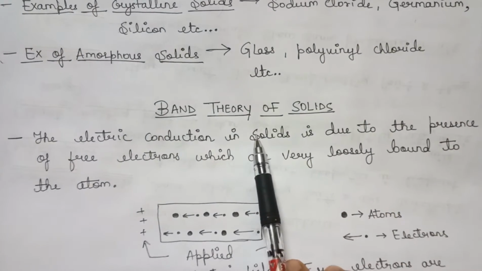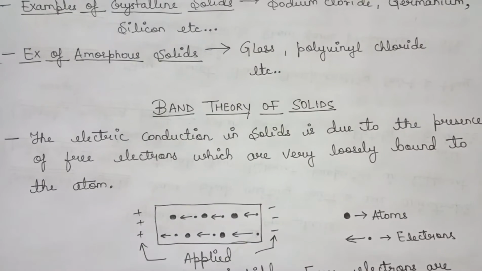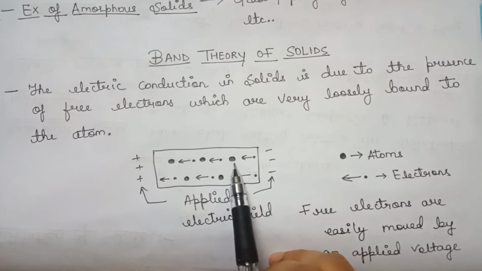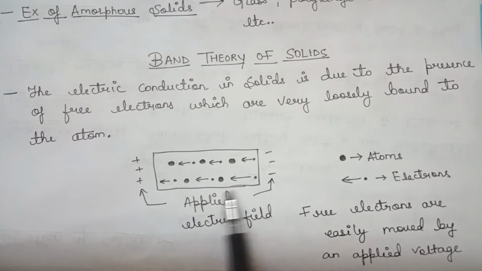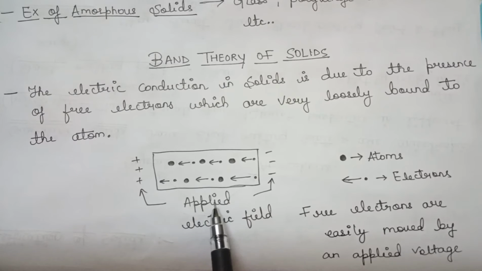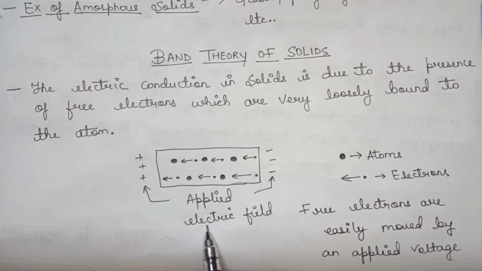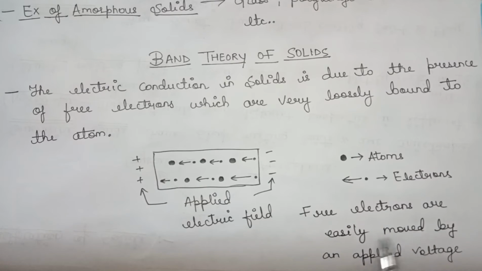Now, let's know about the band theory of solids. The electric conduction in solids is due to the presence of free electrons which are very loosely bound to the atom. In this figure you can see that this symbol represents the atom and this symbol represents the electrons. To this we have applied an electric field or voltage. Now the free electrons are easily moved by the applied voltage.